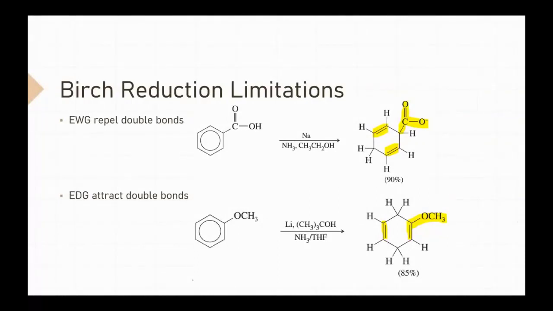So what if you have an electron withdrawing group and an electron donating group in the same molecule? It'll try to satisfy as many substituents as it can, but typically I would try to satisfy the electron donating group first. So if you have a carboxylic acid and an ether on the same molecule, I'll satisfy the ether first and make sure the double bond touches the electron donating group.